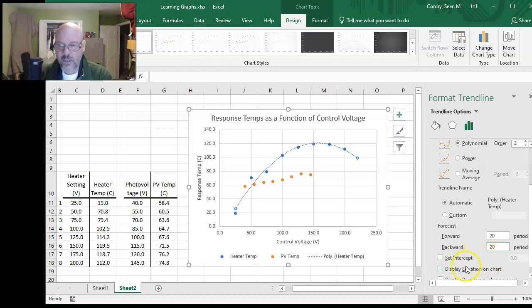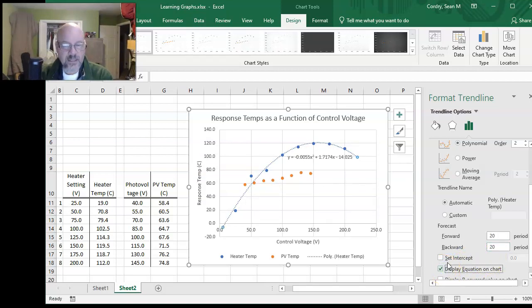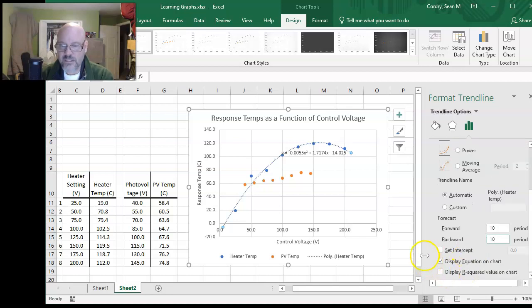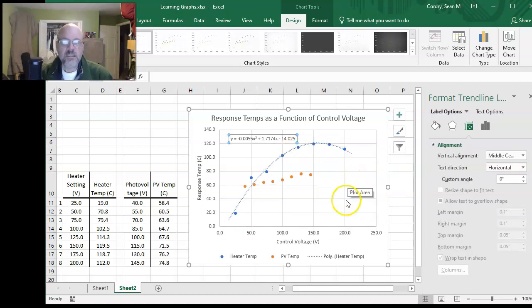See what that does for us. We'll display. Okay, so 20 was too much. Let's go back to 10. Like this. Display the equation. And we could do the R value, but I'm not really interested in that. Okay. Now, what we would want to do next is add some color, perhaps. Maybe make the box blue so that it's clear that it goes with this set of data.